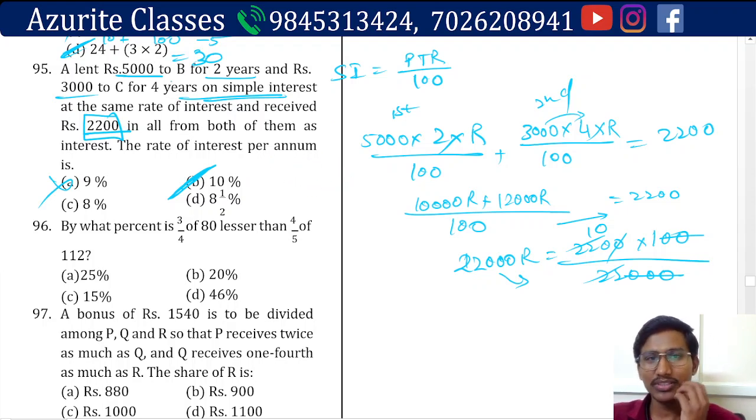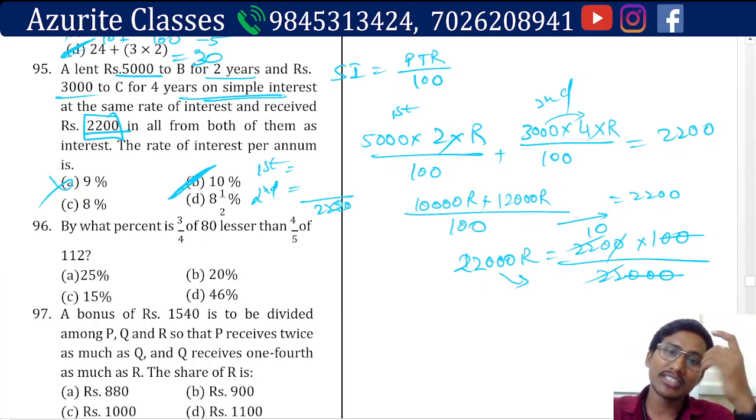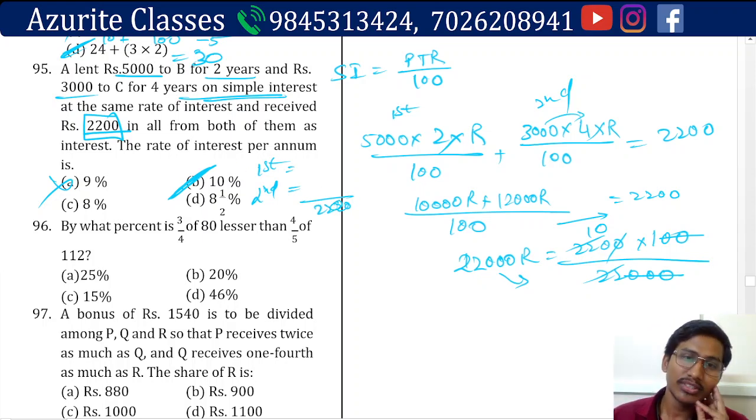First find the interest for the first and second using PTR by 100, and then add them. You should get the answer 2200. Whichever option gives that, that is the answer.